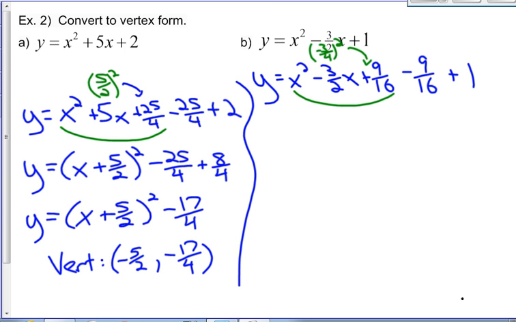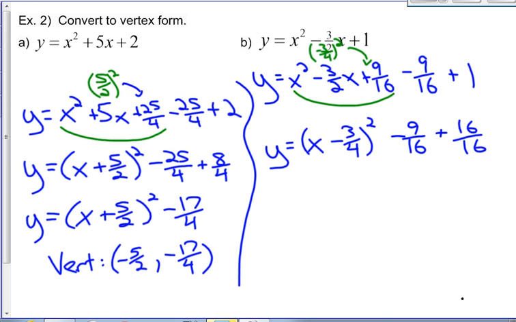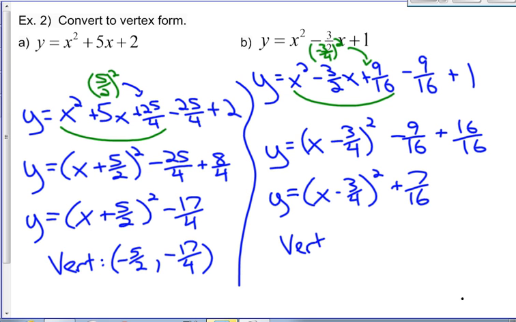These first 3 terms automatically are going to be a perfect square trinomial. So half of negative 3 over 2 is negative 3/4. I have minus 9/16 plus 1, which is 16/16. By the time we're done here, we have plus 7/16, or a vertex at 3/4, 7/16.